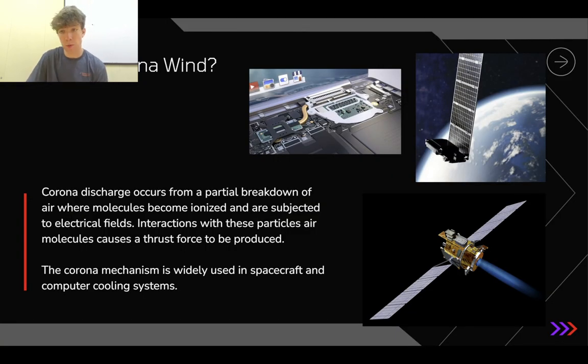So the technology I'm researching is corona wind. Essentially, for example, when lightning strikes, you have a very, very high electric field, and corona wind occurs just below that electric field. Essentially, what's happening is atoms are being ionized, which means that valence electrons are being pulled off of atoms.